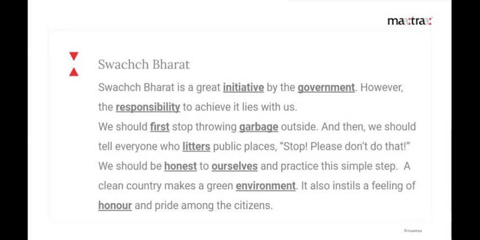Next sentence. It also instills a feeling of honor and pride among the citizens. Repeat. Again, over here, the word honor, the first letter is H, but the H is silent, so it won't be heard. We say honor, not honor. We'll be doing more silent letters together next week, in the next session, which is lecture 2A.